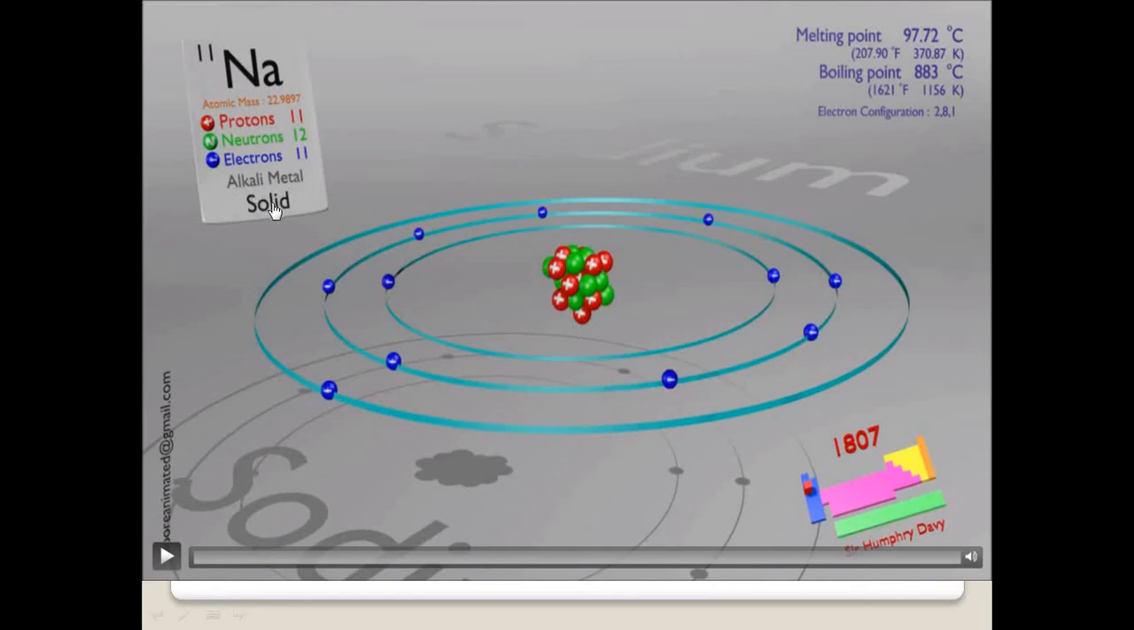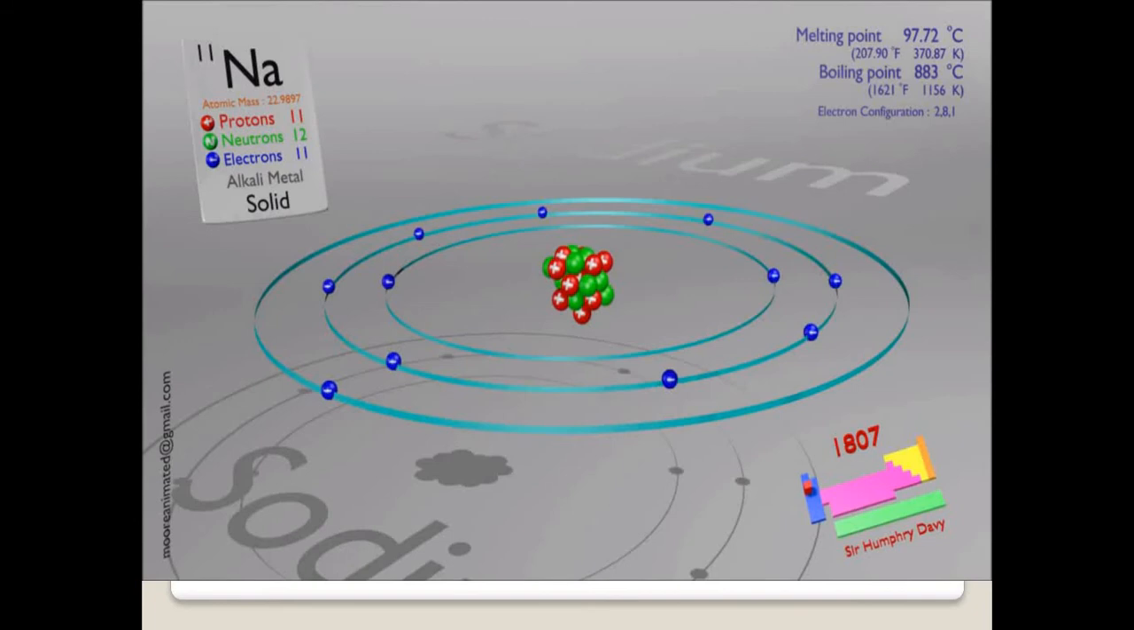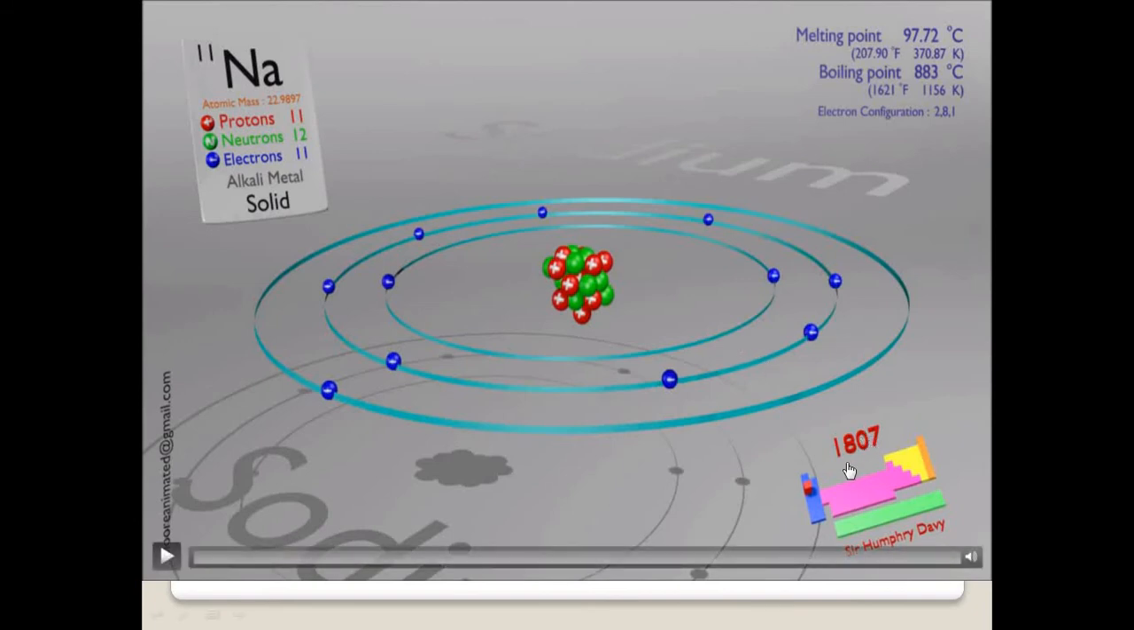It is an alkali metal, a solid. It has a melting point, a boiling point, and the electronic configuration is 2, 8, 1. This is the 10th class electronic configuration; in 10th we discuss electronic configuration like this. It was discovered in 1807 by Sir Humphrey Davy.